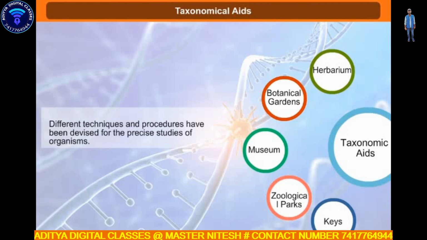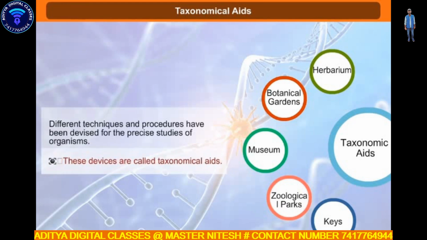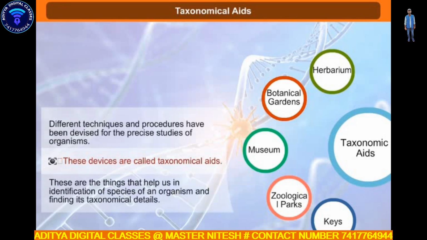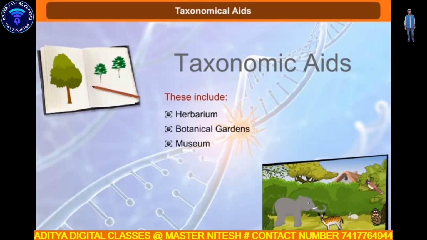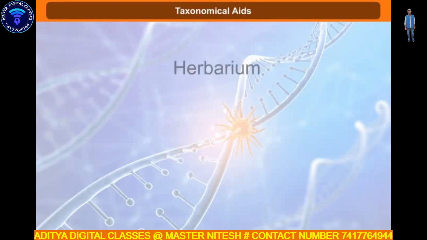Different techniques and procedures have been devised for the precise studies of organisms. These devices are called taxonomical aids. These are the things that help us in identification of species of an organism and finding its taxonomical details. Taxonomic aids. These include herbarium, botanical gardens, museum, zoological parks, and taxonomic key.